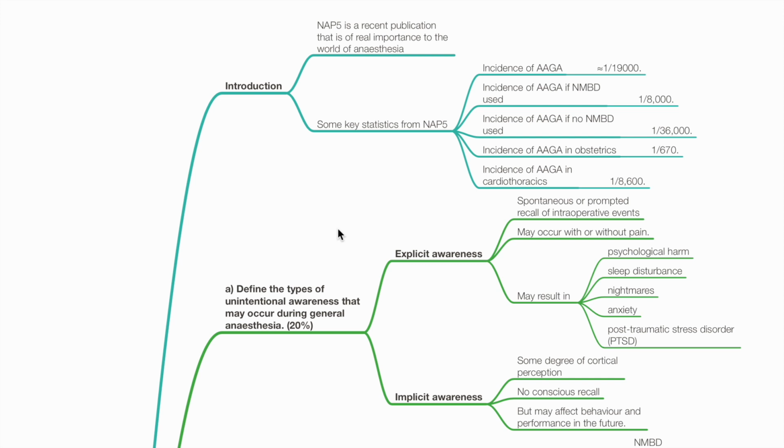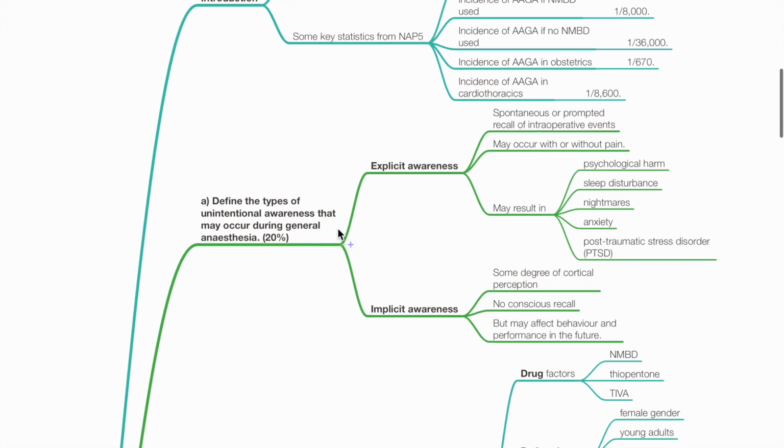Some key statistics. Incidence of accidental awareness in GA, AAGA, is 1 in 19,000. Incidence of AAGA if neuromuscular blockers are used, 1 in 8,000. Incidence of AAGA if no neuromuscular blockers are used, 1 in 36,000. Incidence of AAGA in obstetrics, 1 in 670. Incidence of AAGA in cardiothoracic surgery, 1 in 8,600.